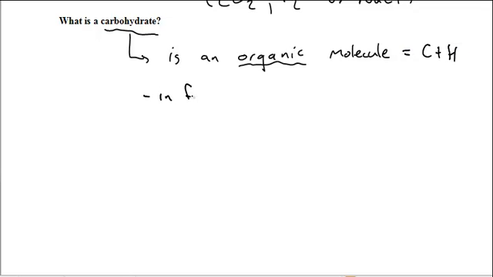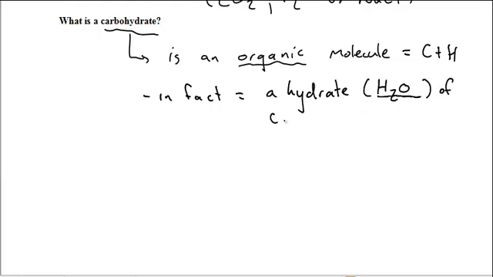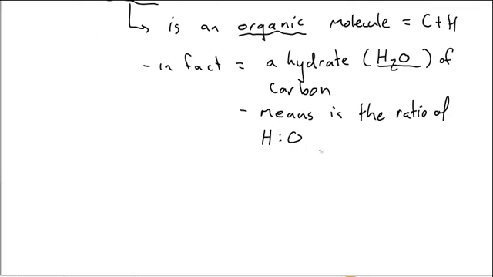In fact, carbohydrate really just means it is a hydrate. And if you think of hydrate, what does that make you think of? Give you a sec. That's right, it's water. It's a hydrate of carbon. Well, what do I mean by that? What it means is the ratio of hydrogen to oxygen atoms is just like that in water. It's always 2 hydrogens to 1 oxygen within a carbohydrate. And then we just throw in some carbons.